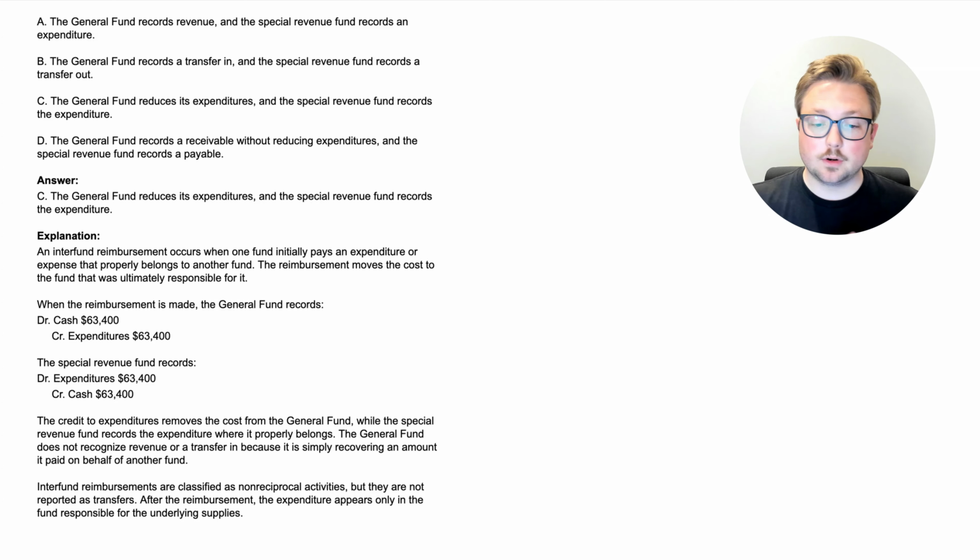So again, another non-reciprocal activity, but this is different than a transfer. It's called an interfund reimbursement, essentially just moving the expenditure from one fund to the other. They were basically covering the expenditure for a moment for the other fund, and then they're just moving that with journal entries, moving the money around. Now with that, let's go to the next question.